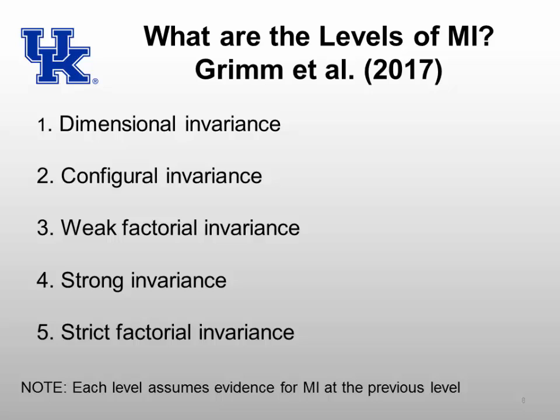Note that it's a hierarchical procedural analysis. If I don't find evidence for dimensional invariance, that's when my testing stops. If I find dimensional and configural, then I'm going to go on and test for weak factorial. So it's definitely a hierarchy, and at any point, if we don't have good model fit, that's when these procedures stop.